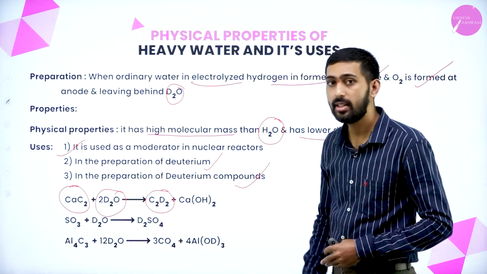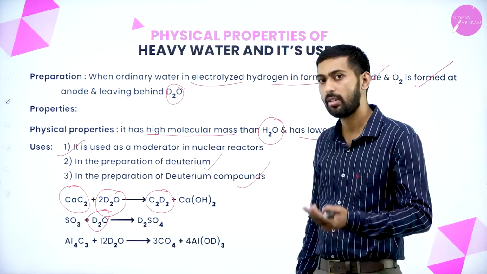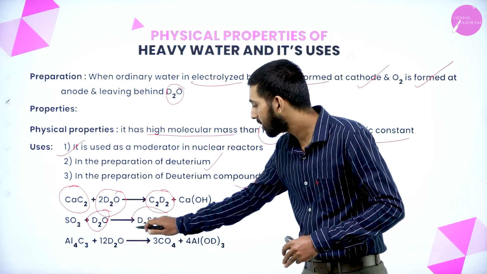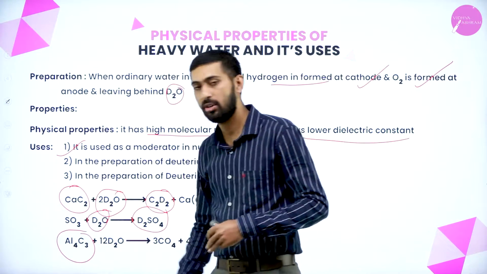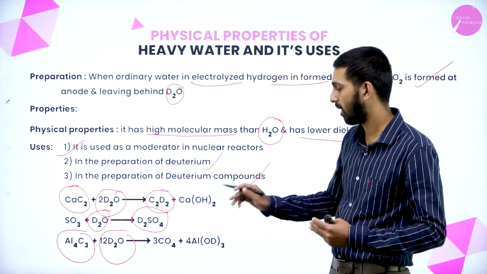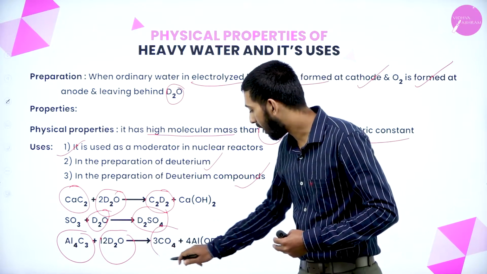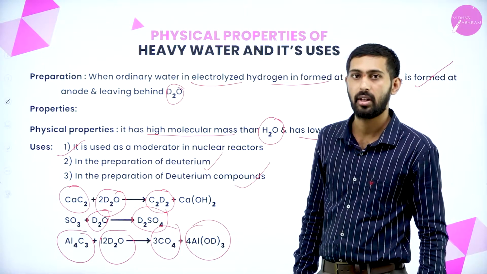And next one you see sulfide. If you treat sulfide with heavy water, what will happen? We will get sulfate. Next thing is aluminium carbide. If you treat aluminium carbide with heavy water, what will we get? We will get deuterated methane and aluminium deuteroxide.